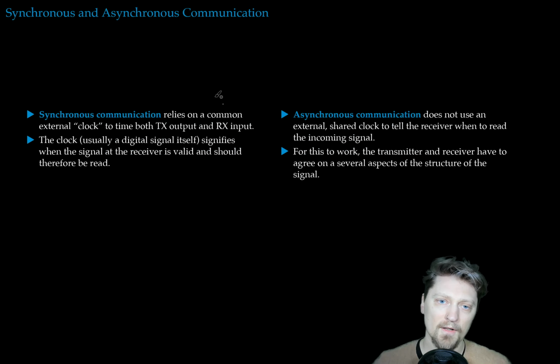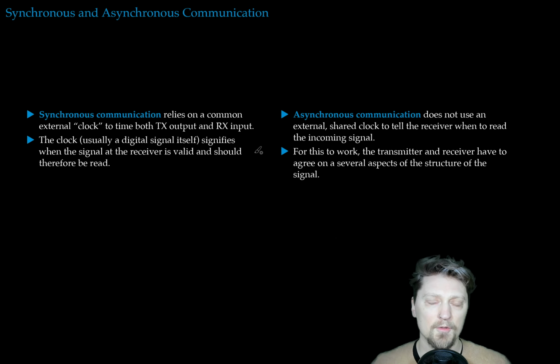Synchronous and asynchronous communication. Synchronous communication relies on a common external clock to time both transmission output and reception input. The clock, usually a digital signal itself, signifies when the signal at the receiver is valid and should therefore be read. Asynchronous communication does not use an external shared clock to tell the receiver when to read the incoming signal. For this to work, the transmitter and receiver have to agree on several aspects of the structure of a signal.